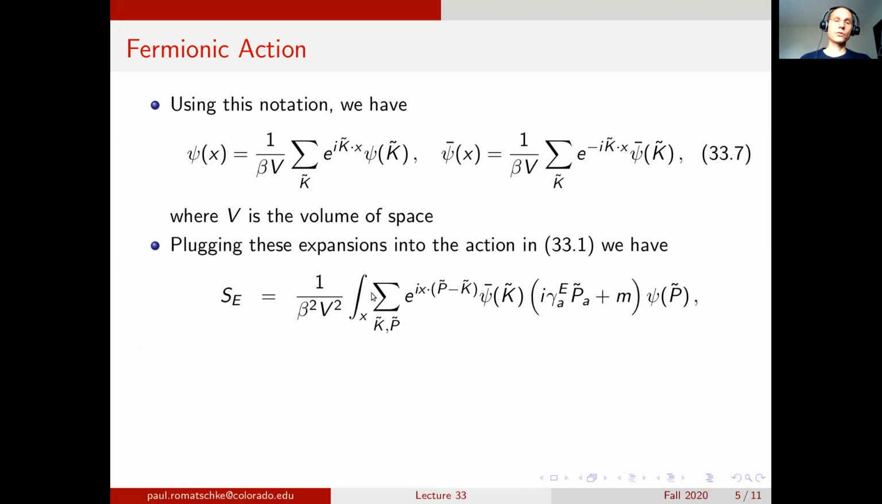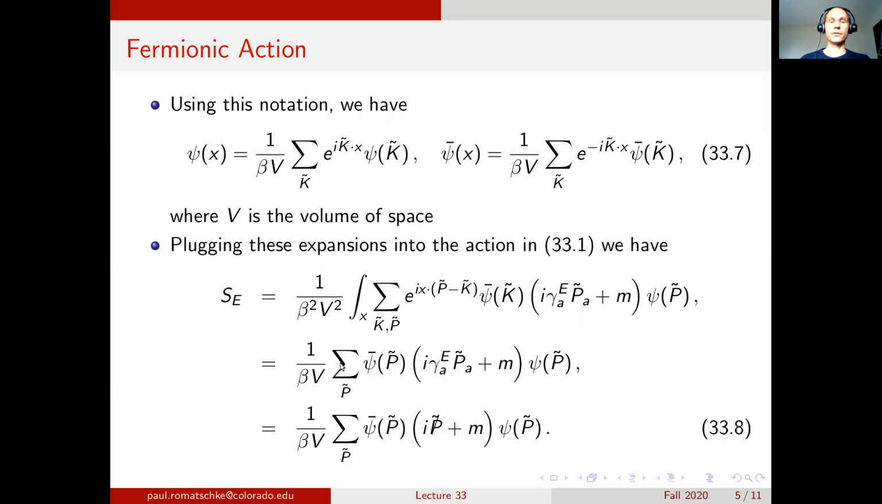We can then proceed to do the integral over spacetime over the only part that depends on x, which is this exponential here. This will give us a delta function that restricts p and k to be the same. And we can use the delta function in turn to do one of the sums, let's say the sum over k, and we will have to replace every k by p. The result is given in this equation here.